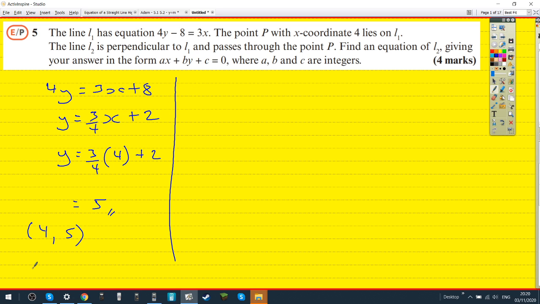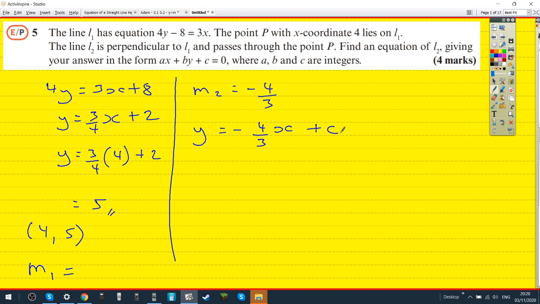So would it be written out as y equals minus 4 over 3 x? Go on, you can do the full thing if you want. y equals minus 4 over 3 x plus 2. Not 2, you can't assume that. So it's just c.